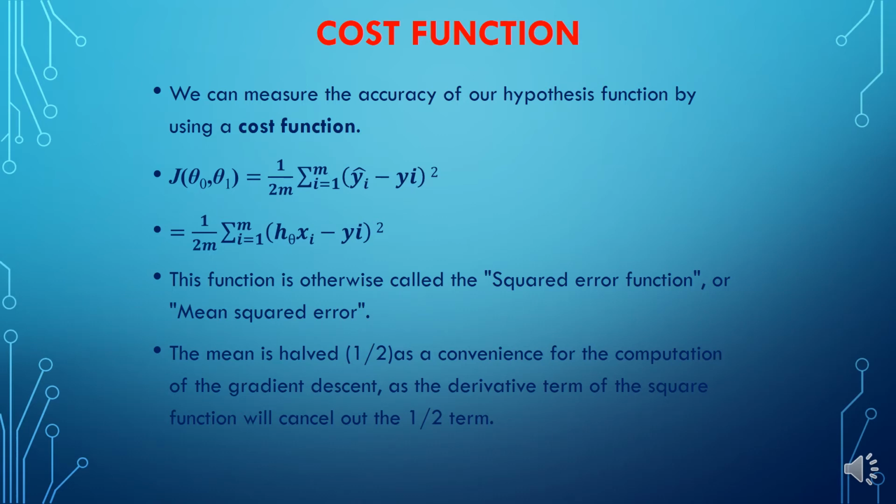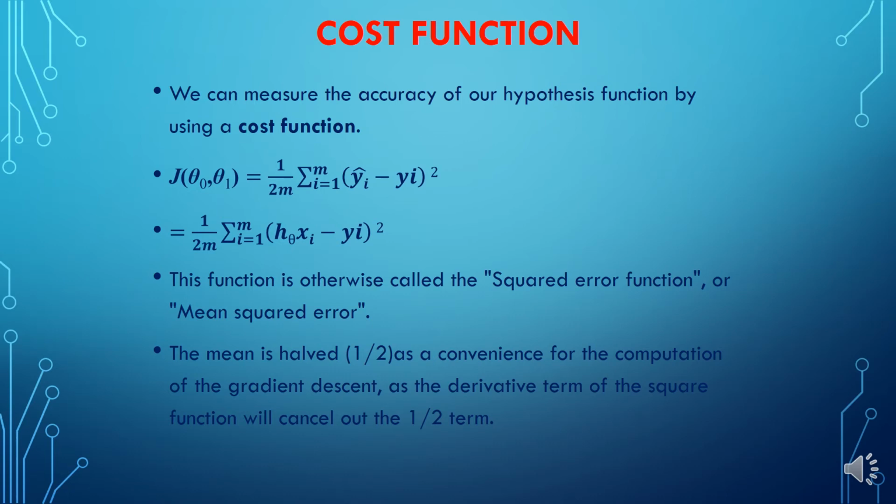So y hat is nothing but h theta of xi. For each value of x, whatever yi hat you get, that is the first term, and the actual yi is the second term. The whole thing squared and divided by 2m gives you the cost function. The cost function is otherwise called squared error function or mean squared error, MSE. We saw SSE where we find the sum of squared errors, and mean squared error we get by dividing by twice the number of training examples.